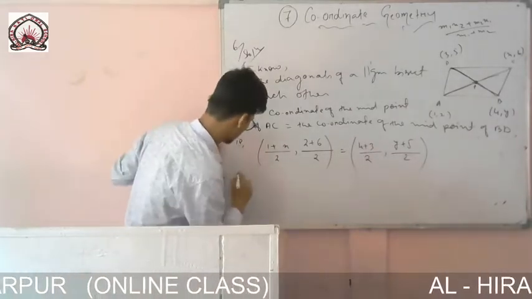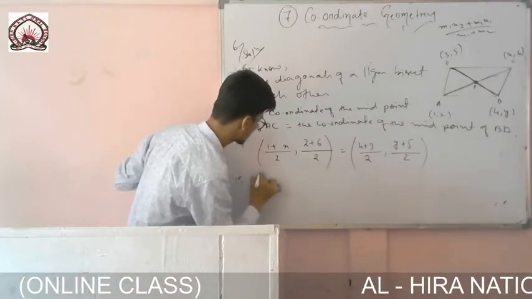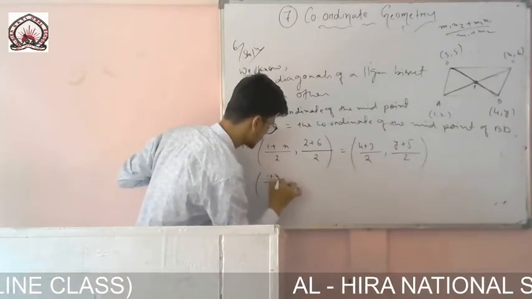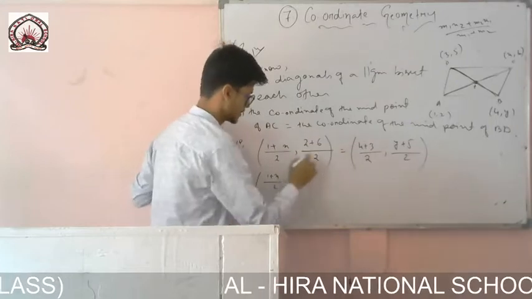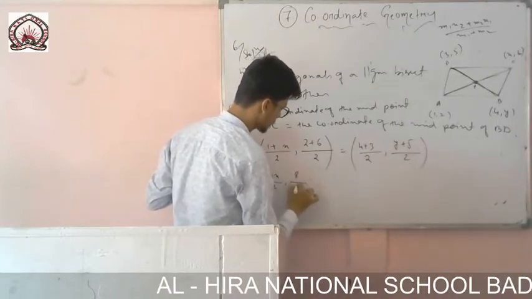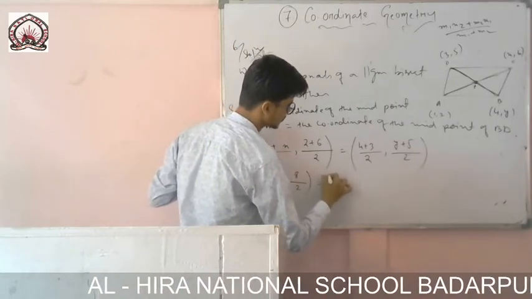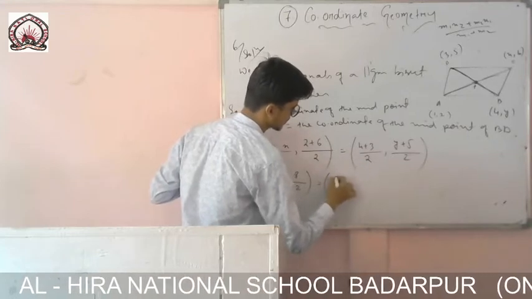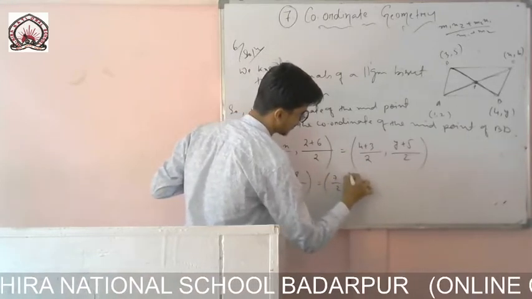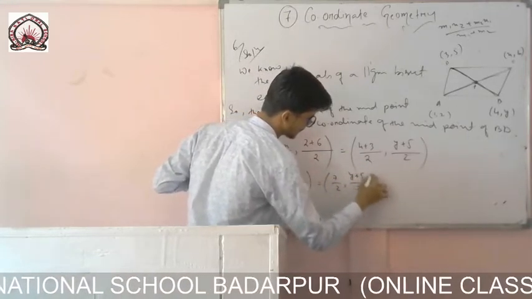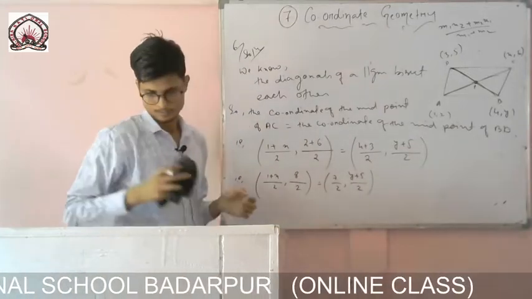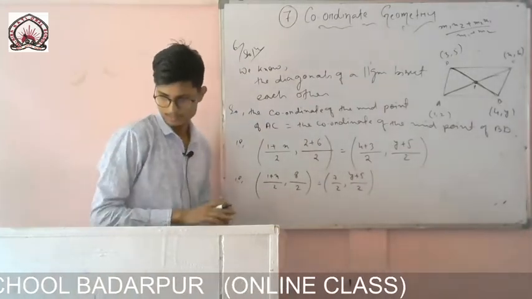Let me first find the coordinates. So it will be (1 plus x) divided by 2, and there it is (6 plus 8) by 2, which is equal to (4 plus 5 plus 6 plus 7) by 2, comma, (y plus 5) by 2.